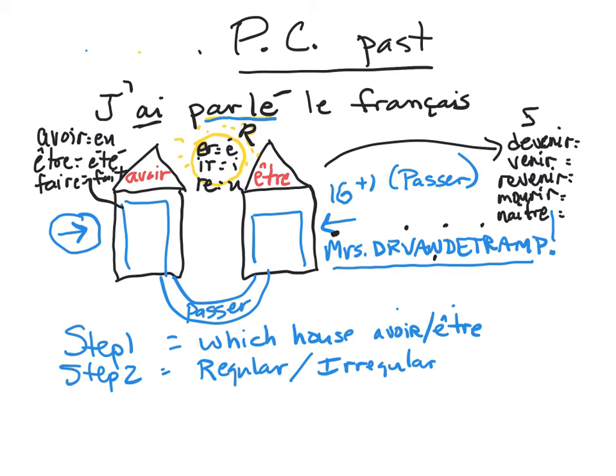And then we have step 3. So once you have picked your house and you know whether it's regular or irregular, you're going to put it all together. Step 3. So you're going to conjugate your helping verb first, and then you're going to conjugate or change your actual verb. So let's take a look at how that would look.